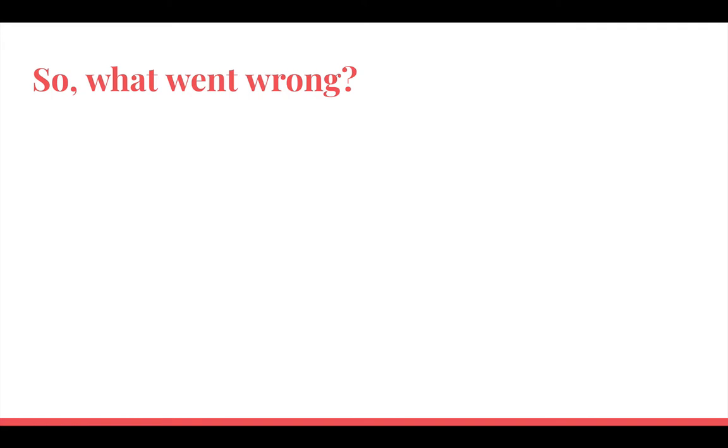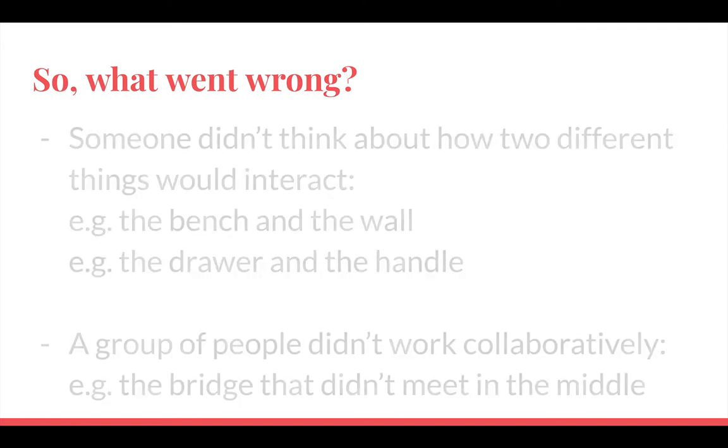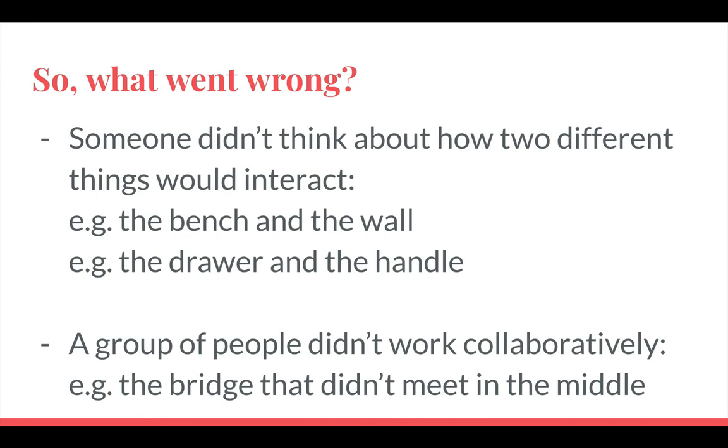So what went wrong in the design process for some of these people? Well, for some of it, someone didn't think about how the two different things would interact. So there's nothing essentially wrong with the bench and there's nothing essentially wrong with the drawer. However, when the design process was occurring, someone didn't consider how that design would fit in with the rest of the environment. The bench obviously does not function because of its interaction and its location against the wall, and the drawer and the handle are the same.